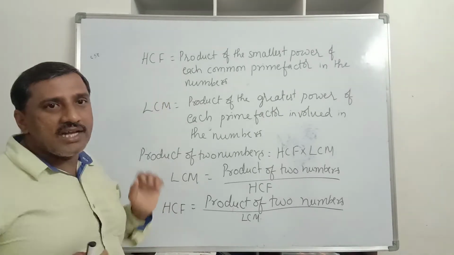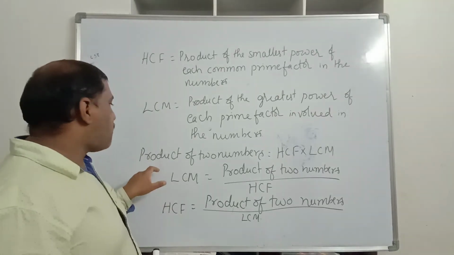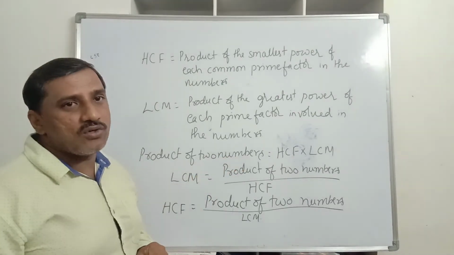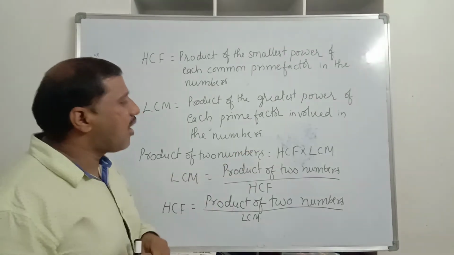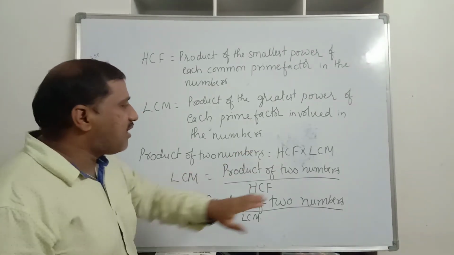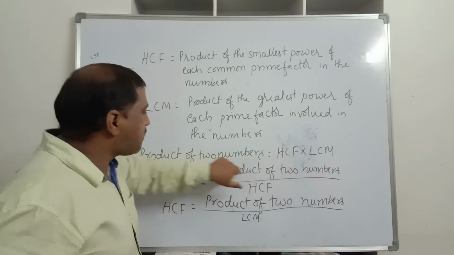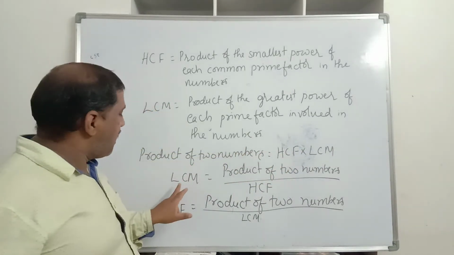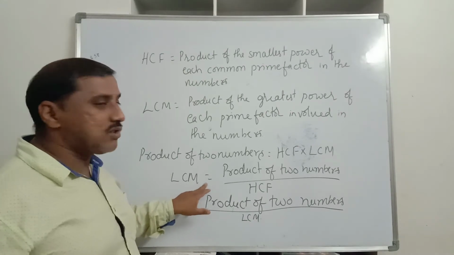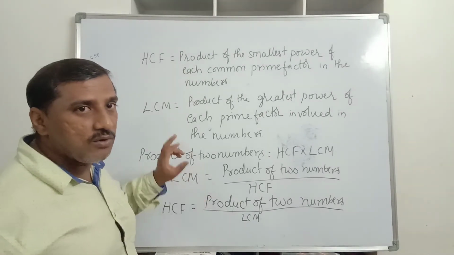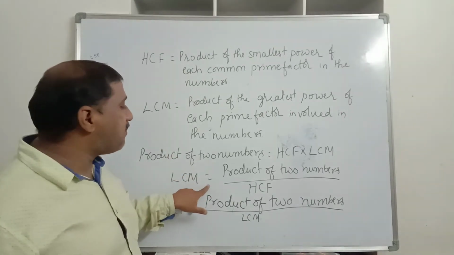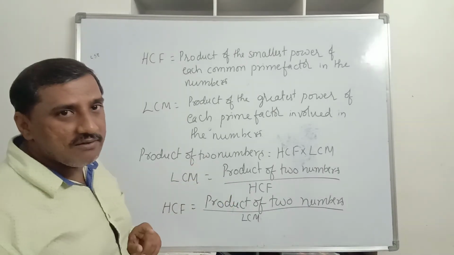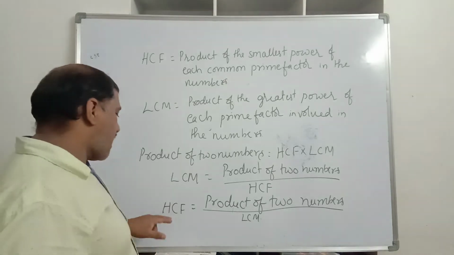Similarly, we have studied in the lower classes that for two numbers, the product of two numbers is equal to HCF into LCM of those two numbers. Now, if you want to find LCM, transpose HCF to the other side, as it is multiplying, therefore it divides. Hence, for two numbers, LCM is equal to the product of the two numbers divided by HCF.